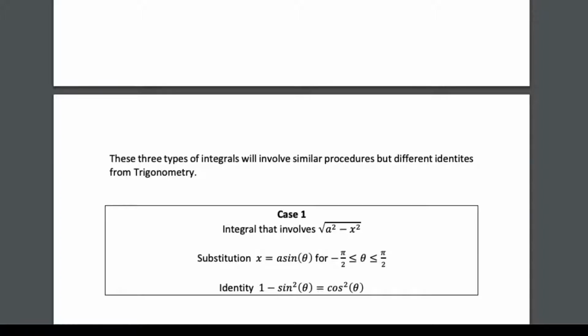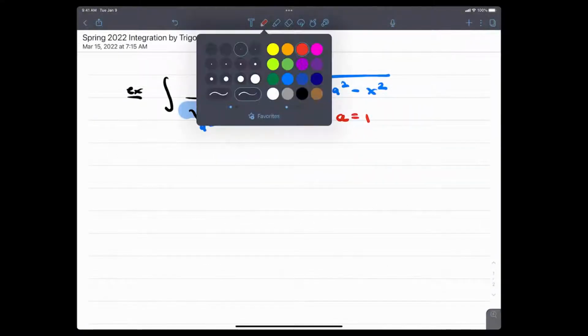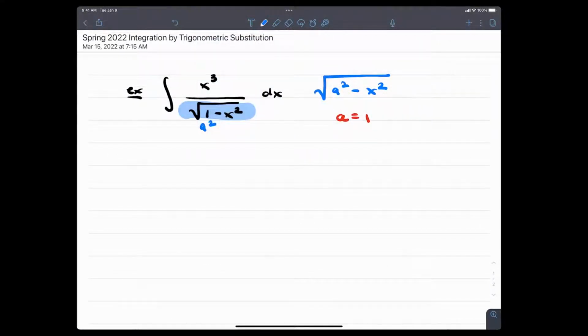And then you're going to do what's called a trigonometric substitution. So let me go back here and describe some of that for you. Here's what you use. Since this is case 1, you're going to let x be a sine theta. And I want you guys to note again.